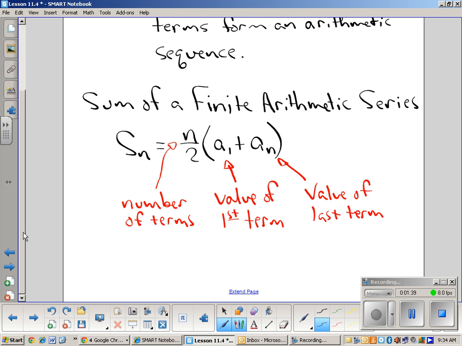So pretty simple. We take the number of terms and divide by 2. We add the first and last term up and multiply the two numbers together. So it's just like sequences. It's just plug in.